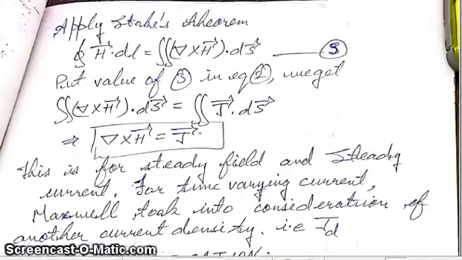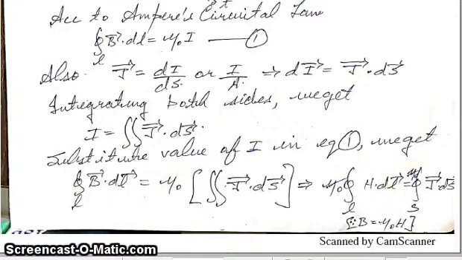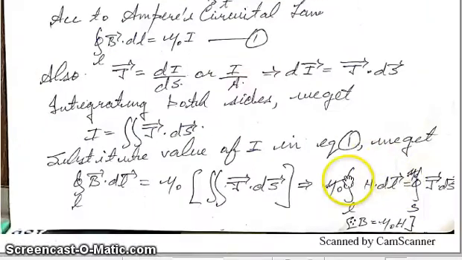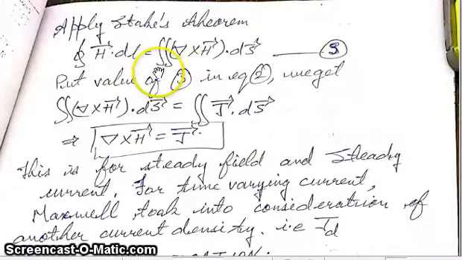Then the net equation becomes the line integral of H vector dot dl vector is equal to the surface integral of J vector dot ds vector. Now apply Stokes theorem on the left hand side of this equation. What is Stokes theorem? Stokes theorem converts a line integral to a surface integral, and it converts a vector to its curl, and vice versa. After applying Stokes theorem, the line integral of H vector dot dl vector becomes the surface integral of del cross H vector dot ds vector.